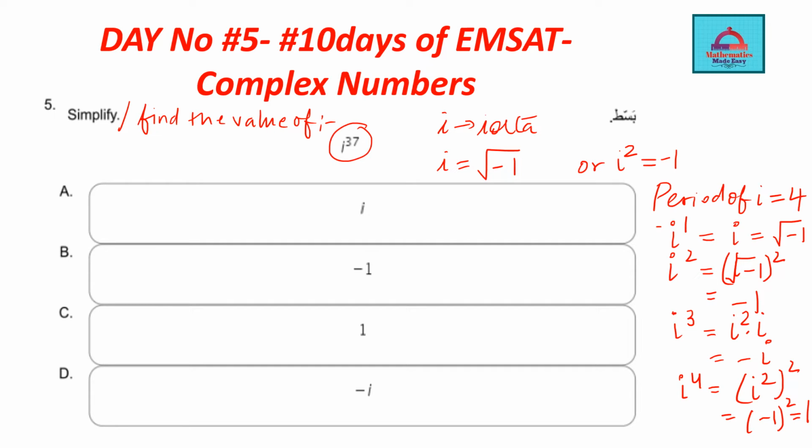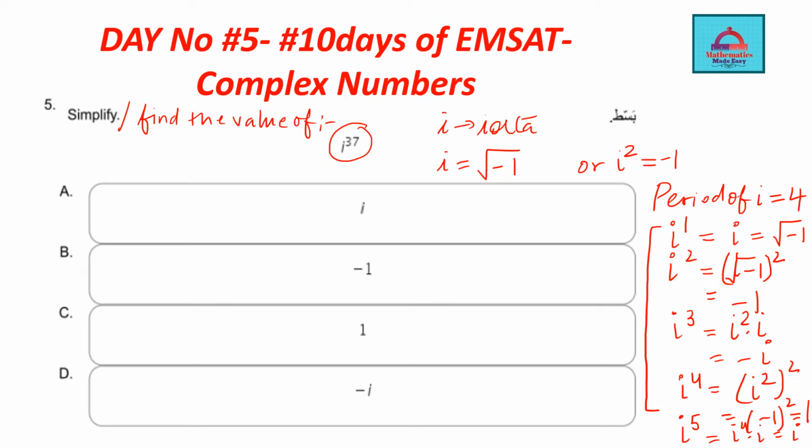Now, when I say period is 4, it means after i to the power 4, it will start repeating itself. So if you see, i to the power 5 is nothing but i to the power 4 multiplied with i. So it is going to give you the same value i. So now i is repeated. So that's why I say period is 4.